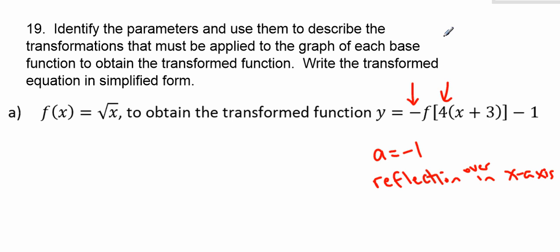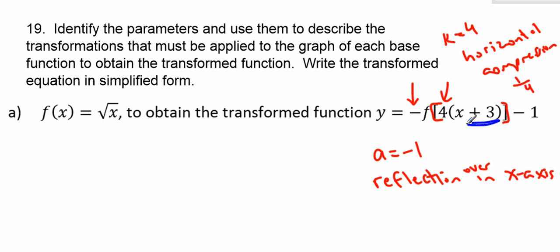Then we have a k value of 4, and that means a horizontal compression by a quarter. So again, the inside stuff, so anything inside the bracket is sort of the reverse of what you see. I see 4, so I know that means a quarter. Similarly, I see +3, so that means I'm actually going left by 3. So this, d equals -3.